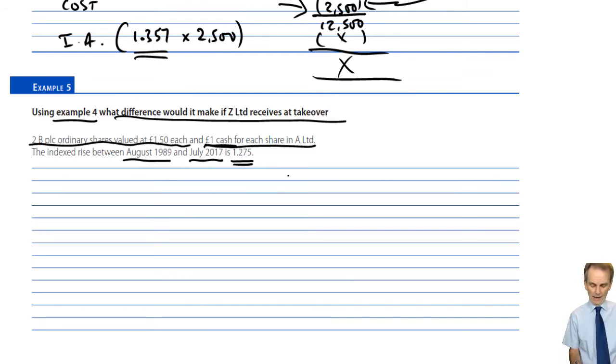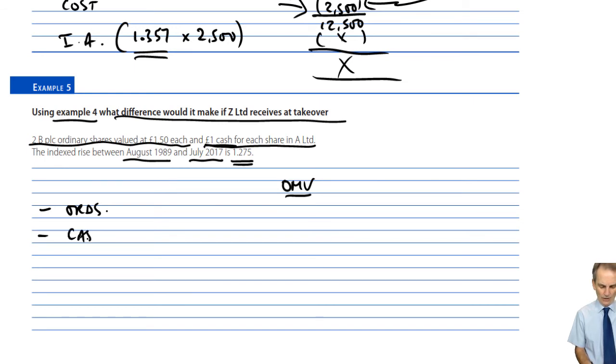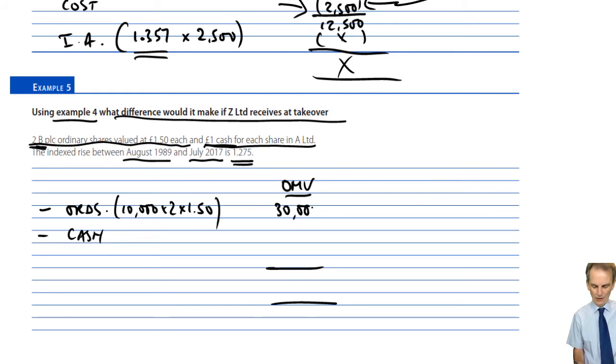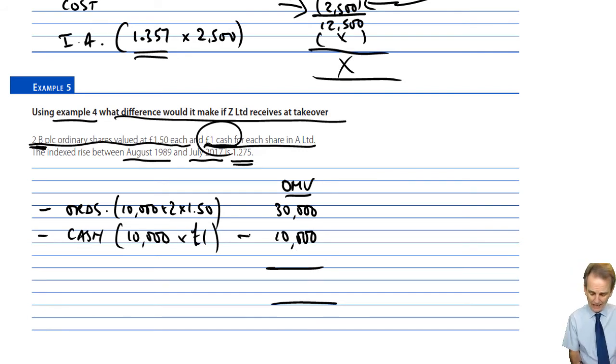Right, what would we have? Remember the technique. List out the market value of the goodies received, the consideration received, ordinaries and cash. Ordinaries, 10,000 times 2 shares, 2 BPLC ordinary shares, valued at £1.50. Exactly as we had before, 30,000. Cash, for each A Limited share, £1 in cash. There we go, that was that. So 10,000. So exactly the same numbers, except that that 10,000, instead of being another shareholding, another bit of paper, preference shares, what it is now is cash.